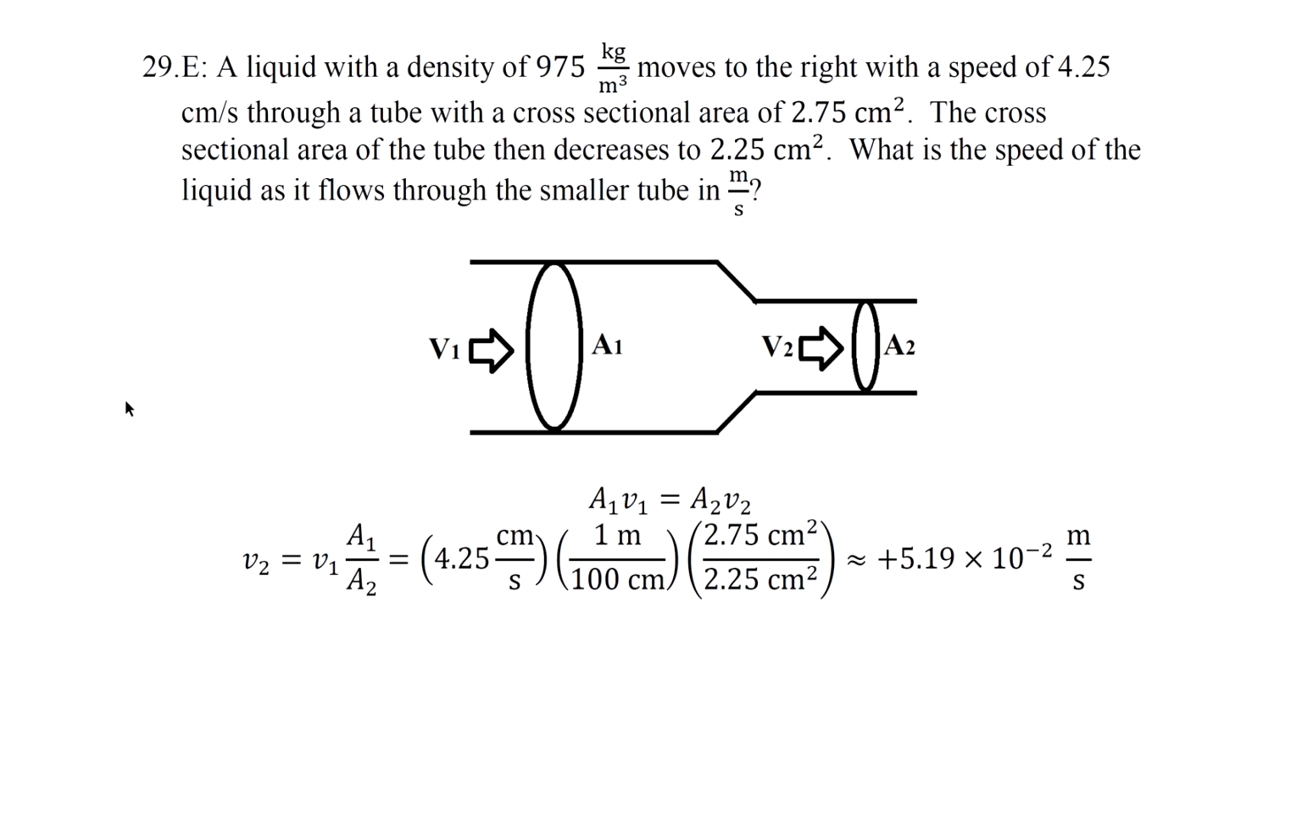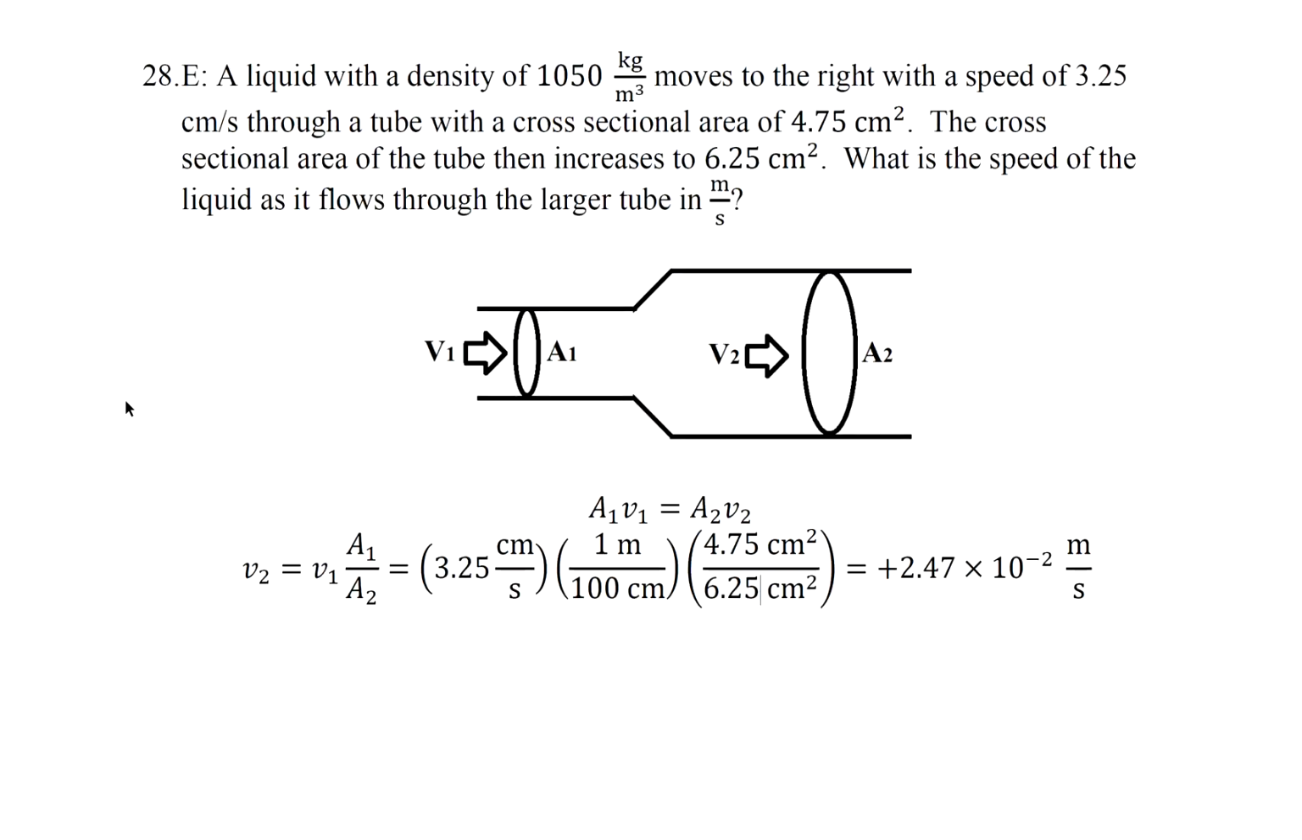Question 29. A liquid with a density of 975 kilograms per meter cubed moves to the right with a speed of 4.25 centimeters per second through a tube with a cross-sectional area of 2.75 centimeters squared. The cross-sectional area of the tube then decreases to 2.25 centimeters squared. What is the speed of the liquid as it flows through the smaller tube in meters per second? We're just solving for V2. And in 28, we're also solving for V2.